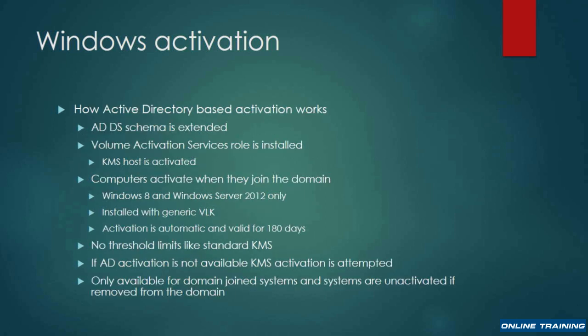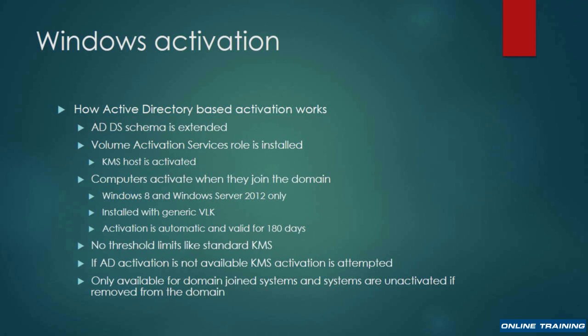Active Directory activation, on the other hand, works a little bit different. First off, you have to extend the Active Directory Domain Services schema. The schema is kind of the backbone in Active Directory. It has the definitions of all the objects that I could create, like users, groups, computers, etc. And so that has to be extended to be able to store these activation objects or attributes.